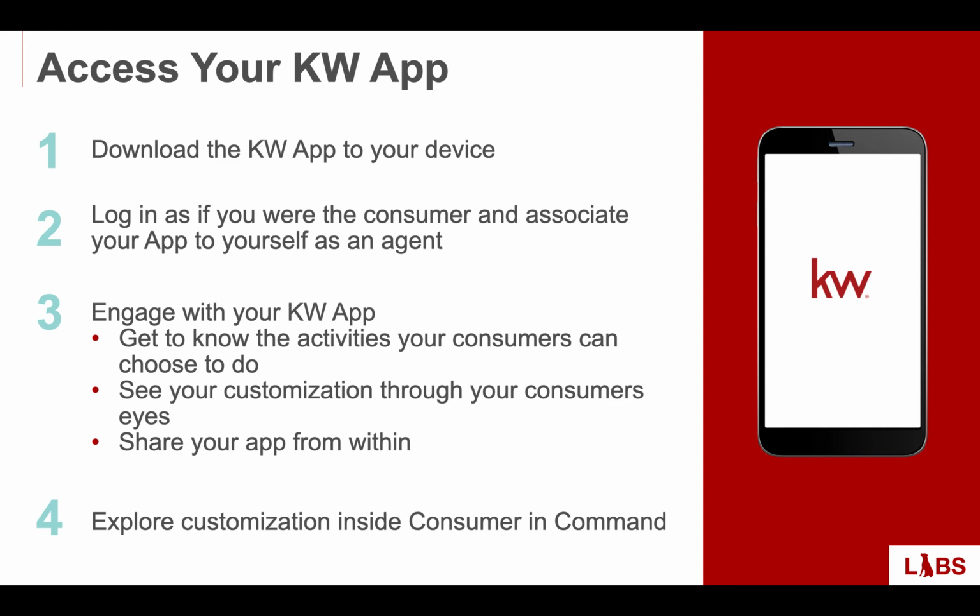So first, let's talk about accessing your KW mobile app. So you're going to want to go and download the KW app to your device. That's going to be either your Google Play Store or your Apple App Store. You're going to go in there and search for the Keller Williams Realty app and then follow the prompts to download that app and accept the terms and conditions as necessary. From there, you're going to want to follow the directions of the app when you open it. It's either going to ask you to log in or to create an account.